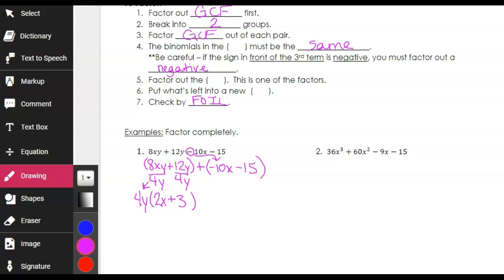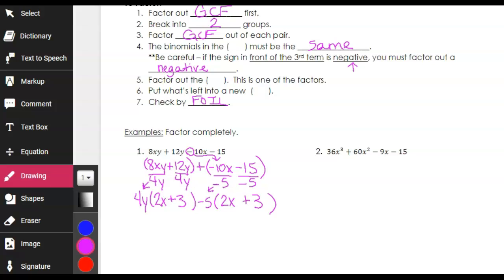Next group. I want to take out the GCF that belongs to this group. Notice here that in step 4 it says be careful if the sign in front of the third term is negative, then you must factor out a negative. So I'm going to have to factor out negative something. It could be negative 1 or it could be negative something else. 10x and 15 both have 5 as a common factor. So it's negative 5 that I'm going to take out. So negative 10 divided by negative 5 is 2, with the x remaining. And negative 15 divided by negative 5 is positive 3.